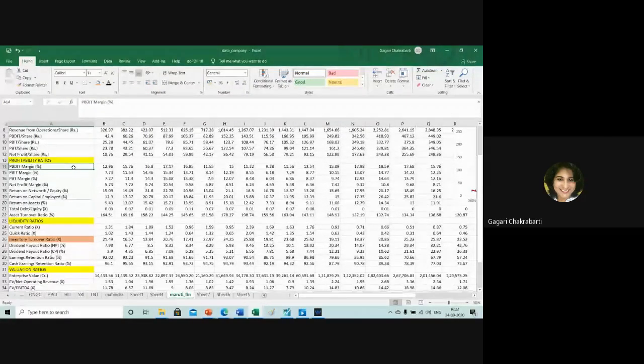Column 14. PBDIT. So should I take this one? No, ma'am, PBIT margin, because this is the profit before depreciation, interest and taxes. And in this one you have subtracted the depreciation. So this is the profit before interest and taxes, which is actually your EBIT. Gross profit does not deduct depreciation. Gross profit margin is defined in terms of EBIT, right?